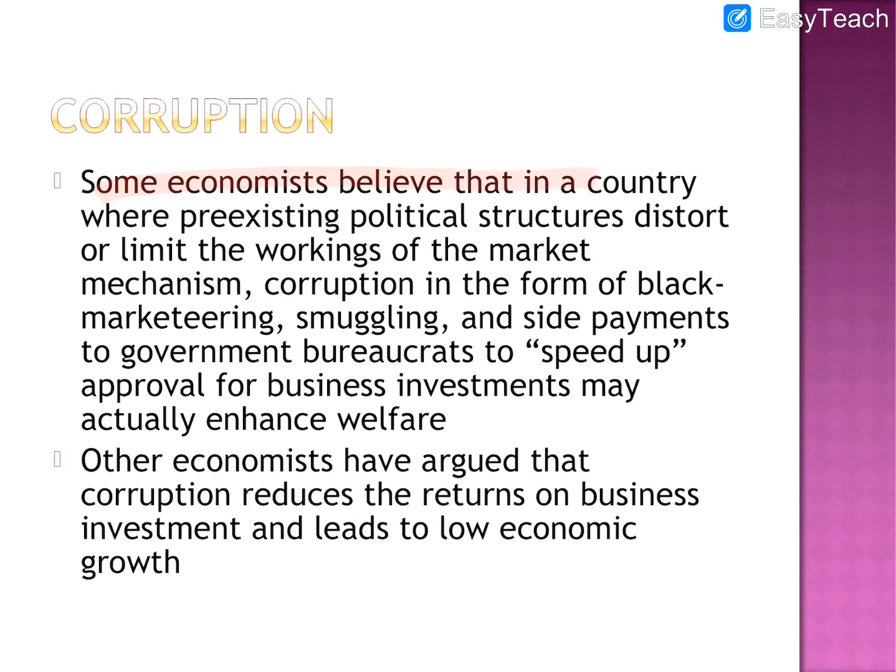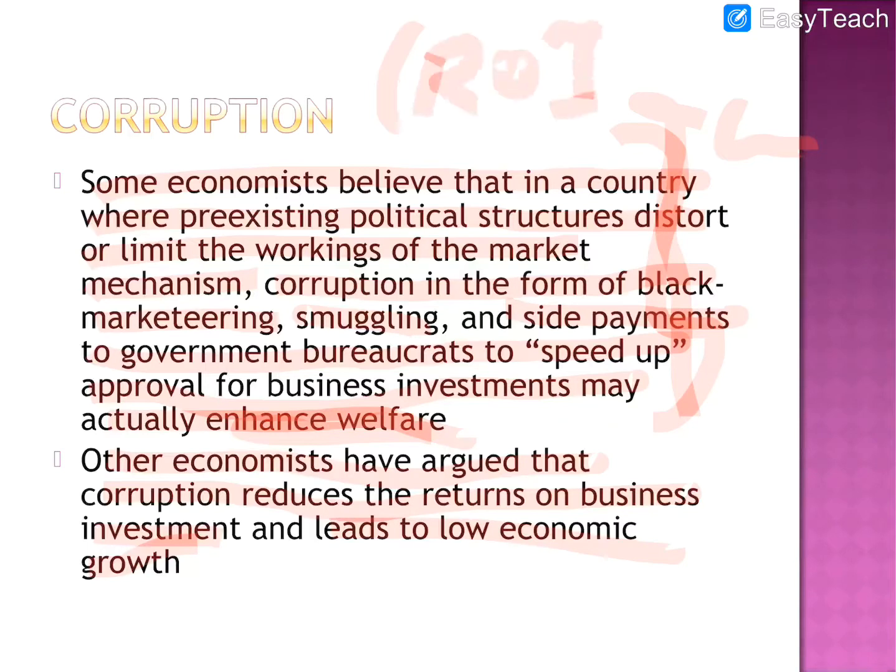Some economists believe that in a country where pre-existing political structures distort and limit the working of the market mechanism, corruption in the form of black marketeering, smuggling and side payments to government bureaucrats to speed up approval for business investment may actually enhance welfare. Some people say it actually enhances welfare if you do all this corruption. Other economists have argued that corruption reduces the returns on business investment and leads to low economic growth. Some of them say if you do corruption, your ROI is going to reduce and your economic growth is also low.